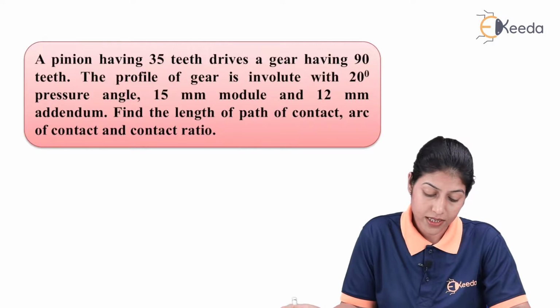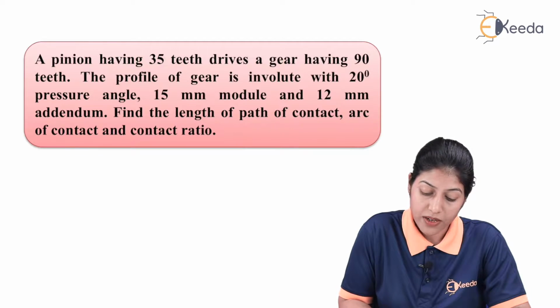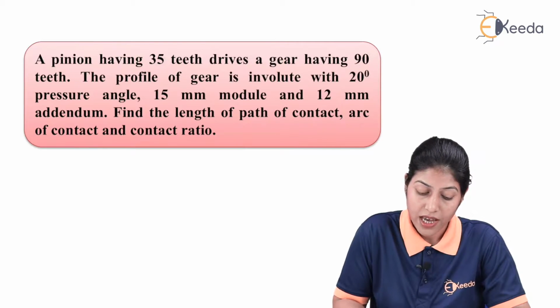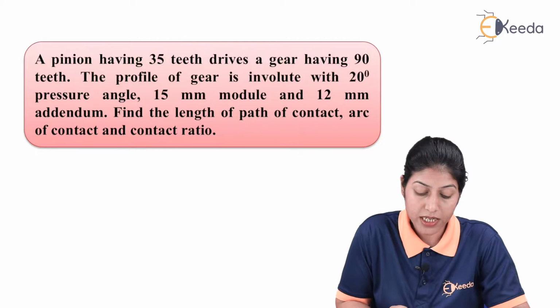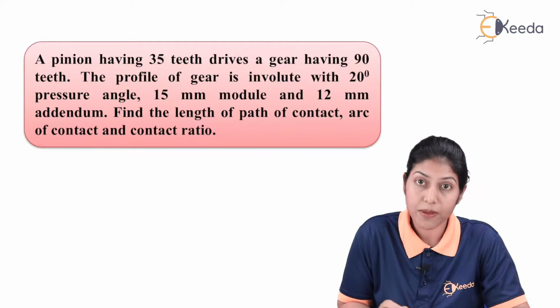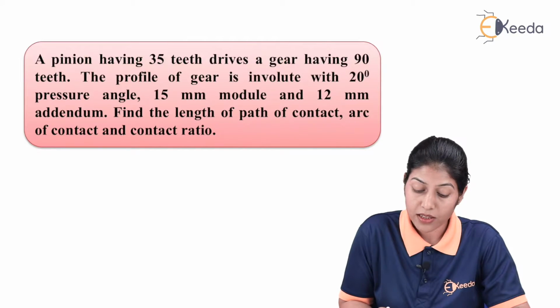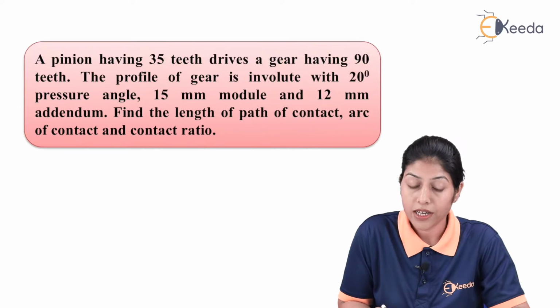And the numerical is: a pinion having 35 teeth drives a gear having 90 teeth. The profile of the gear is involute with 20-degree pressure angle, 15 mm module and 12 mm addendum. Find the length of the path of contact, arc of contact and contact ratio.